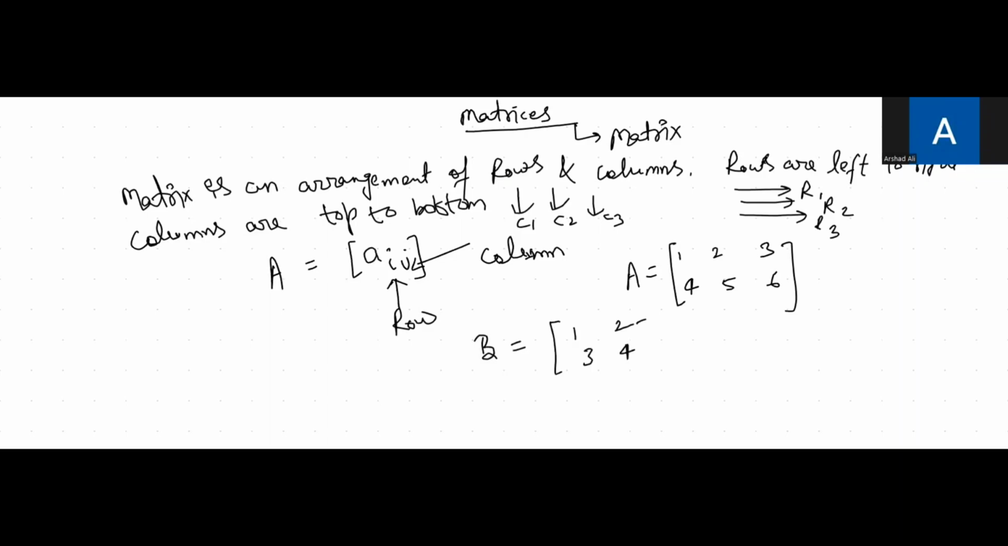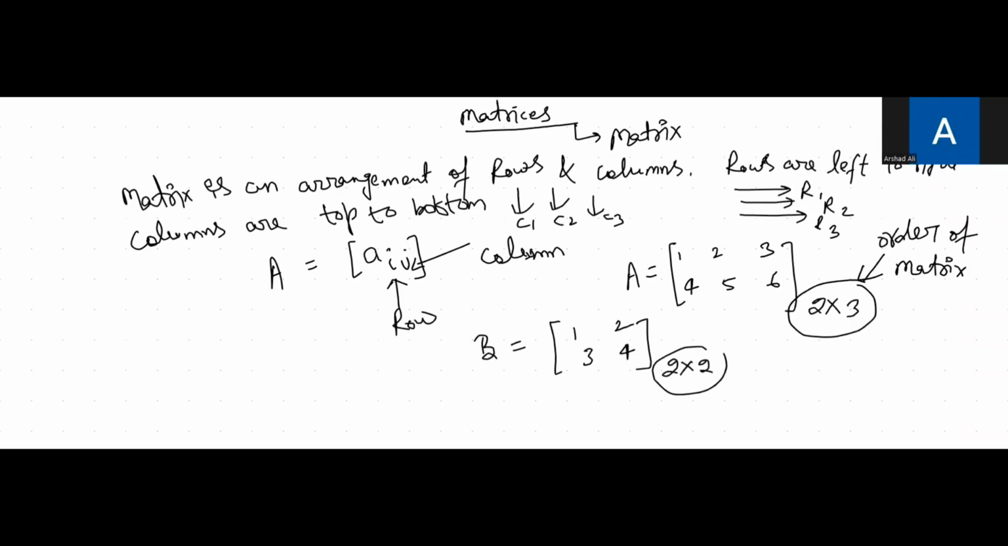Here, how many rows do we have? 1, 2. Here we have 2 rows. Multiply. How many columns do we have? 3 columns. So 2 multiply 3 is known as the order of the matrix. For B, the number of rows is 2 and the number of columns is 2, so 2 cross 2 is the order of the matrix.